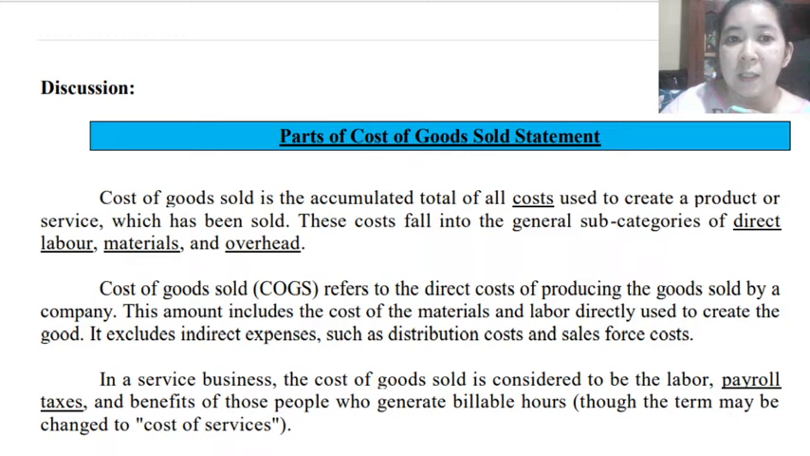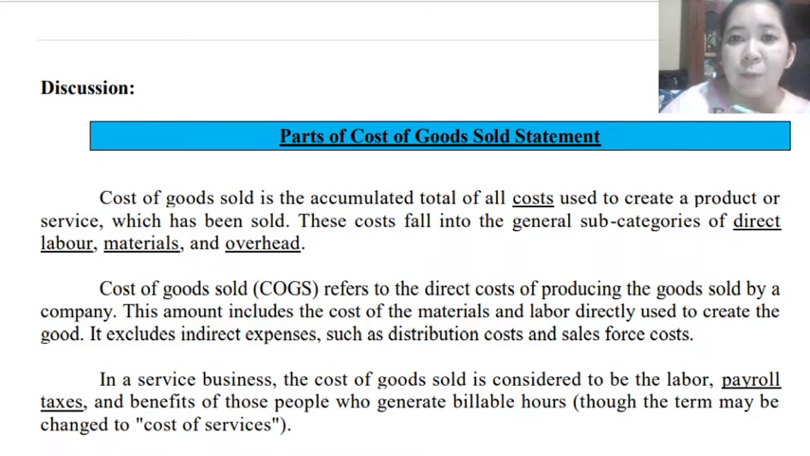If you still remember in our previous module, applying the matching principle, before we can recognize the cost of the item or the inventory, first we have to wait for it to be sold. When this item or inventory is now sold, this is the time that we can already recognize its corresponding costs. Okay, so that is reflected in our cost of goods sold statement.